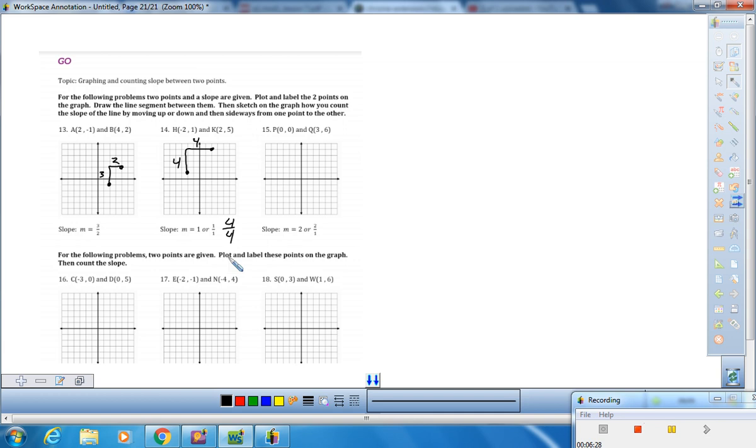On the bottom ones, they just want you to find the slope. So -3, 0, 0, 5. What is that slope? Well, it's rise, so it's up 5 over run over 3. So it's 5/3.